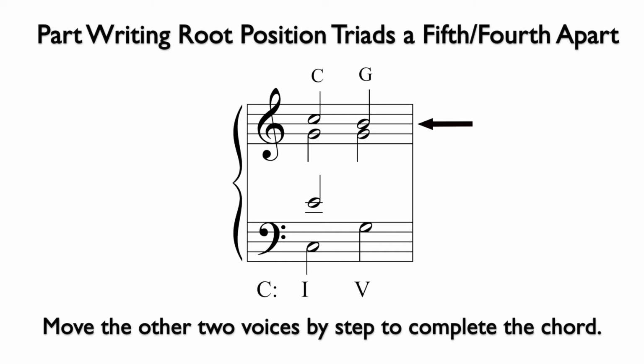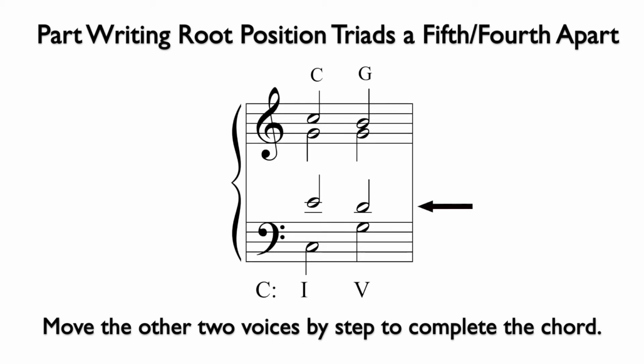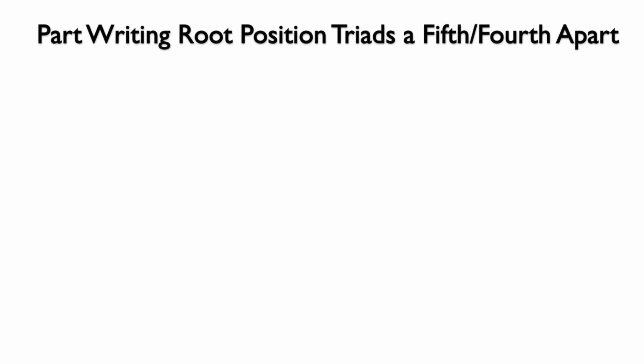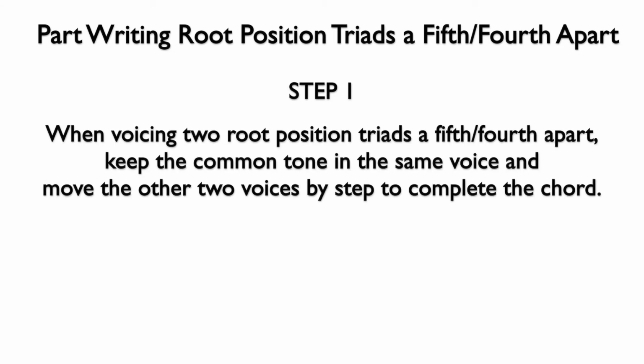The soprano has already been moved by step to land on the B note. We will move the E in the alto by step to the D note. Now we have a complete root position G chord with a doubled root as the standard for a root position triad. We will call this process of voicing root position triads that are a fifth/fourth apart Step 1. Let's review. Step 1. When voicing two root position triads a fifth/fourth apart, keep the common tone in the same voice, and move the other voices by step to complete the chord.